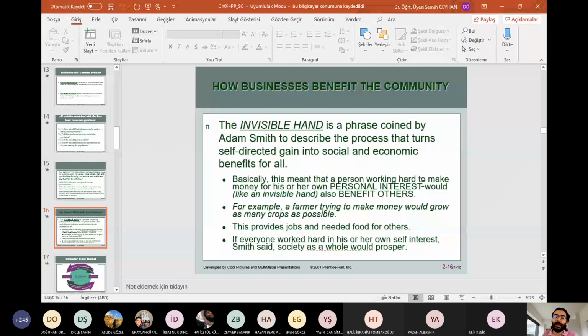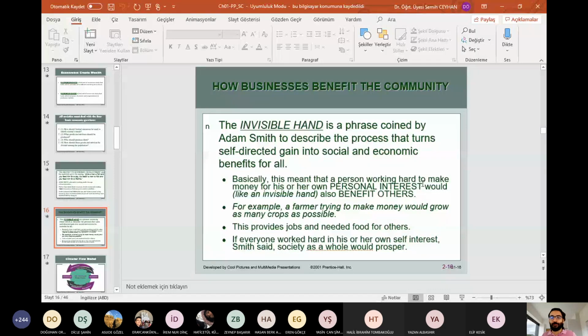For example, a farmer trying to make money will grow as many crops as possible because he wants to make more and more money. This way, he is providing jobs and food for others. Think that this farmer has a huge farm and some workers; he gives them money and job opportunities. He also produces much food, and we need that food to eat, to survive. So it is a benefit for all, not only his personal interests.